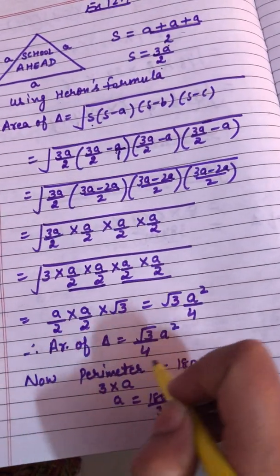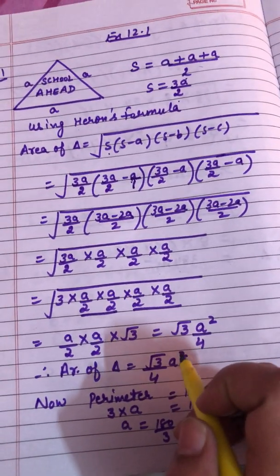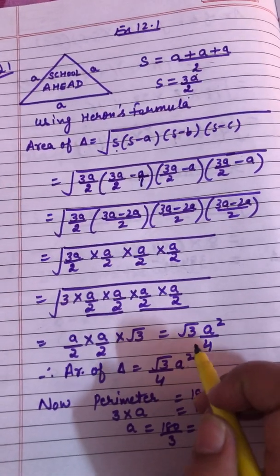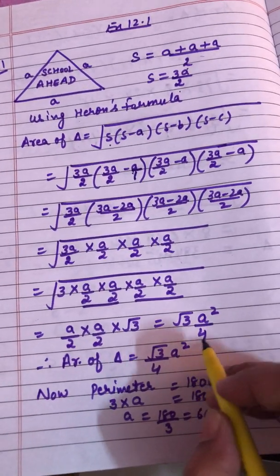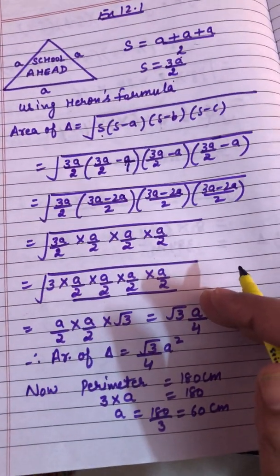As you can see, this is the area of the triangle. That is why this is also called the derivation of the area of an equilateral triangle. We know the area of an equilateral triangle is root 3 by 4 a square. This is how it has come, how it has been derived.